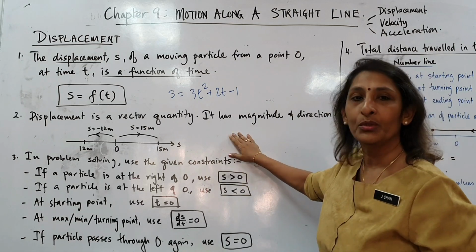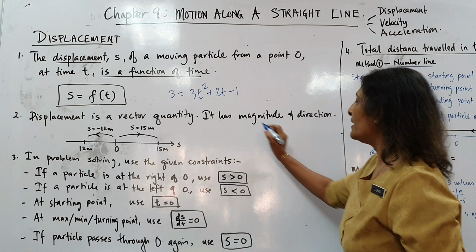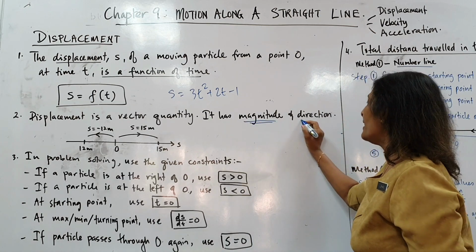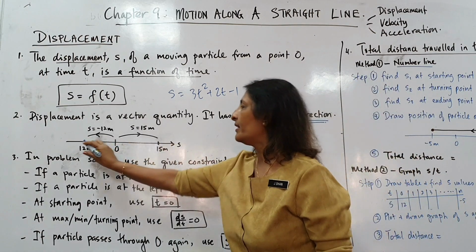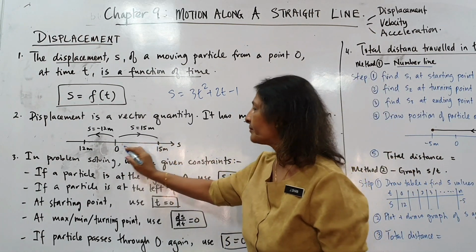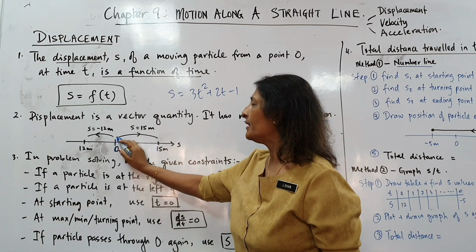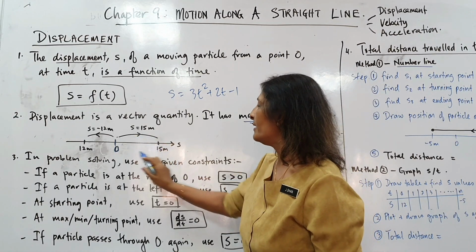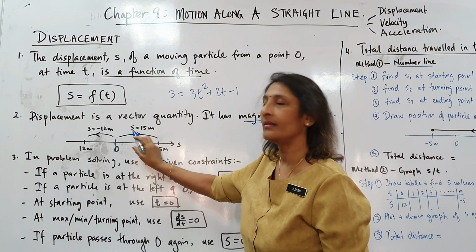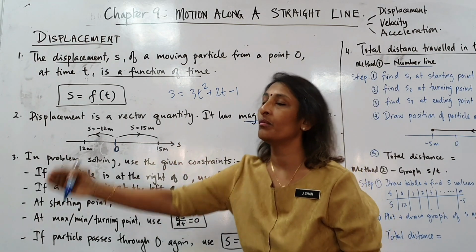Number 2. Displacement is a vector quantity. Vector quantity means it must have magnitude and direction. Let's say you have a straight line here. This is the x-axis and point O is in the center here. If the particle moves from here to here, then we would say the displacement of the particle S equals 15 meters. It's how far it has moved.